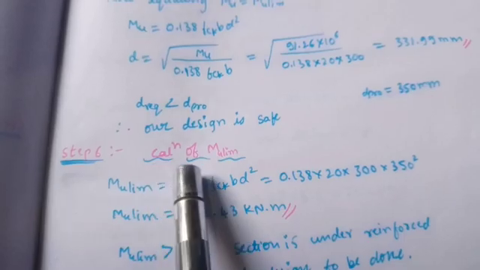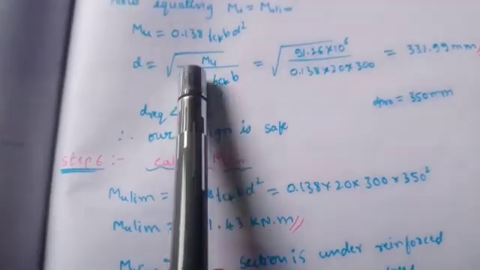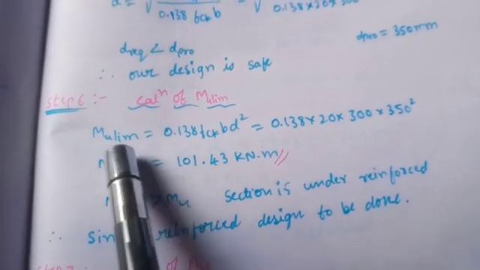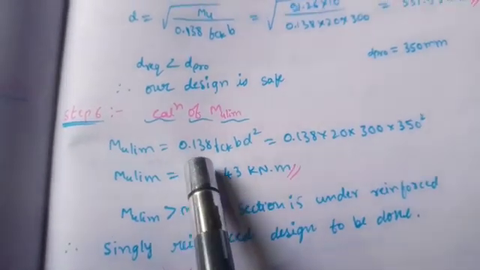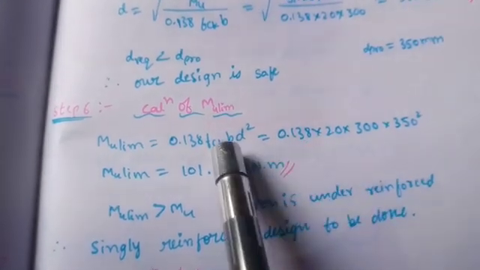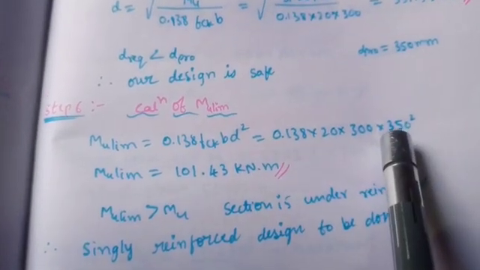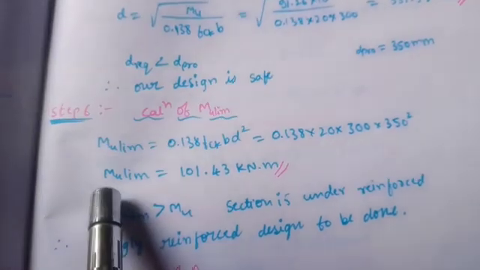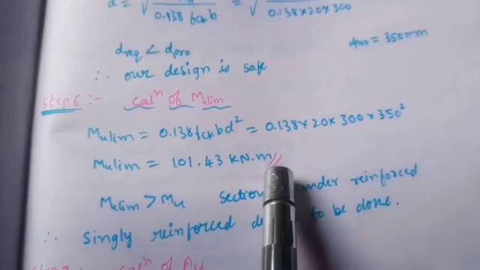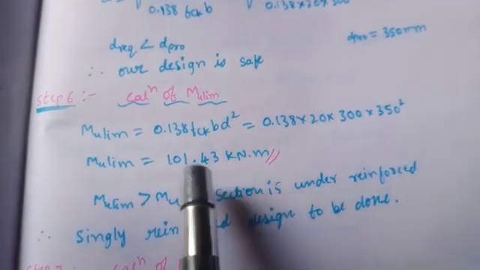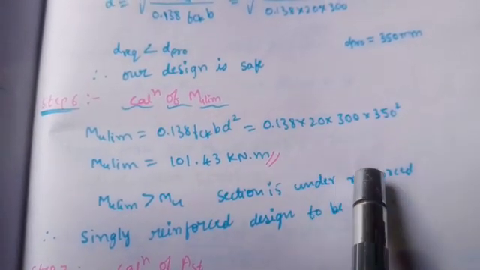Step 6 is the calculation of MU limit. For that we use the same formula which we used for the D check. MU limit is equal to 0.138 FCK BD square. Substitute all the values: 0.138 into our FCK is 20, B value was 300 and D is 350. By simplifying we'll get our MU limit value as 101.43 kilonewton meter. In terms of Newton mm, it will be 101.43 into 10 to the power of 6 Newton mm.